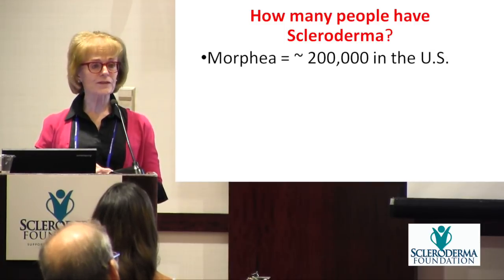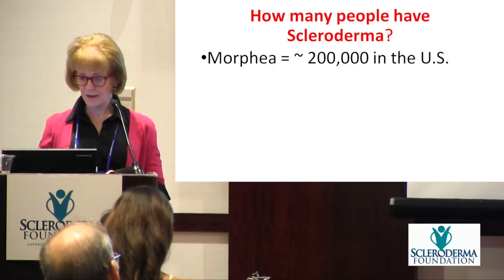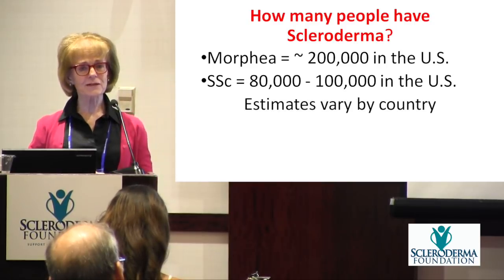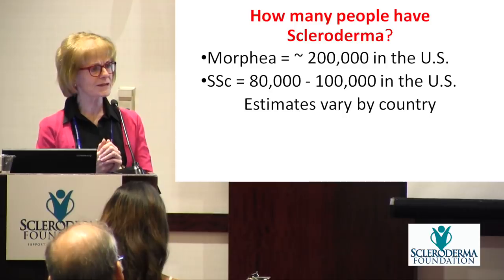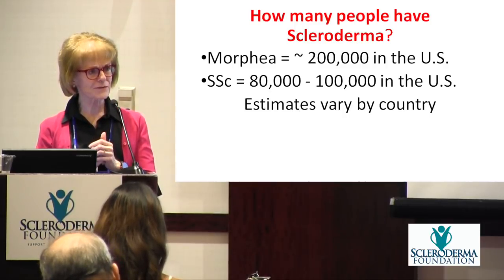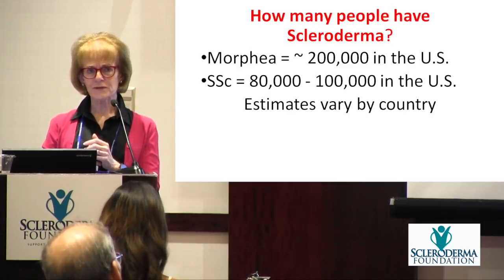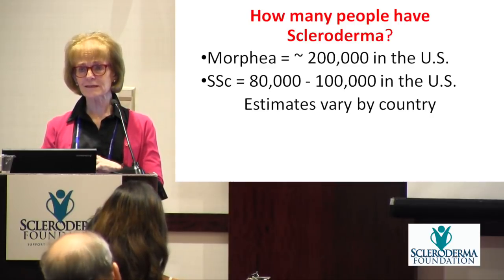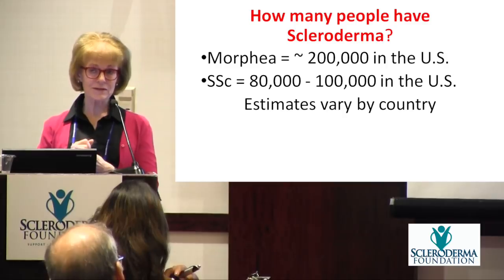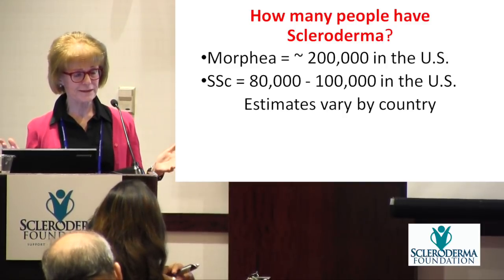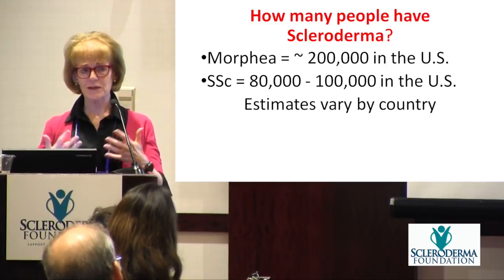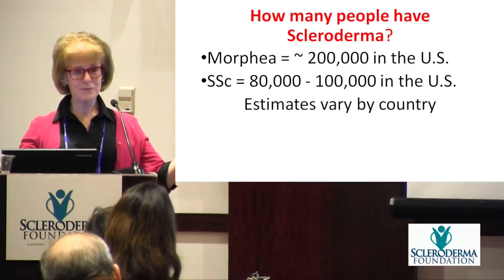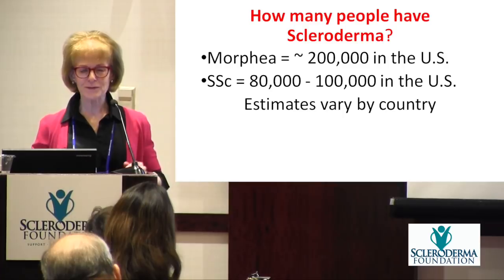Well, morphea, localized, about 200,000 people in the U.S. Systemic scleroderma, maybe 100,000. The estimates vary by country, and from my interest in scleroderma, I'm very interested in why there is a difference between the frequency of scleroderma in Europe and that in the U.S. and the U.K. There have been good studies in Japan, and it seems to be less frequent in Japan. I've gone to China on multiple occasions because we have a research collaboration with them, and there's lots of scleroderma patients in China, but there are so many people in China that it's right now impossible to determine the frequency.